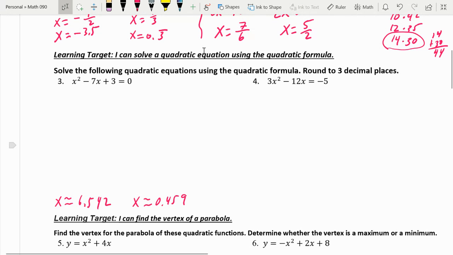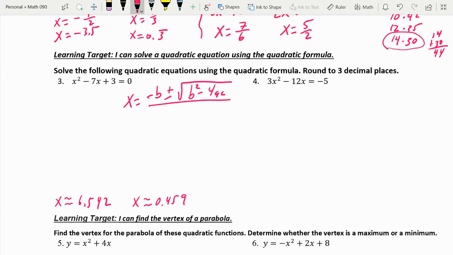All right, so for 3 and 4, they want us to use the quadratic formula. You guys remember the quadratic formula: x is equal to negative b plus or minus the square root of b squared minus 4ac, all over 2a. If you look at number 3, all of this mess is equal to 0. That's exactly what we want to have happen. We want it to equal 0. So I already gave you the answer for number 3. You guys go ahead and try it yourself after you watch me do number 4.